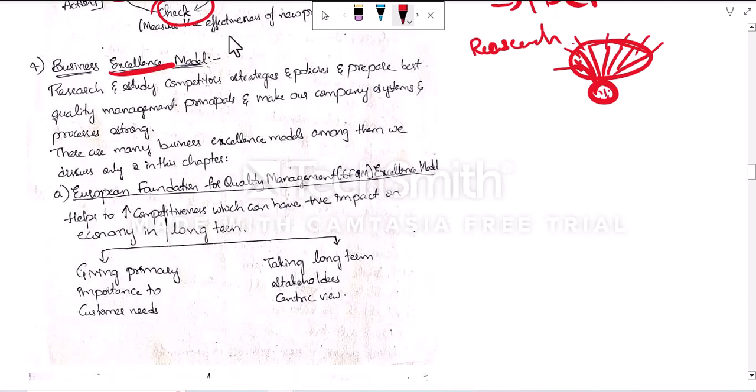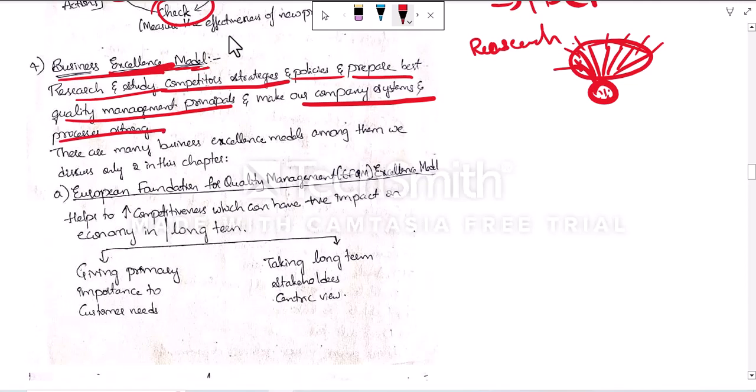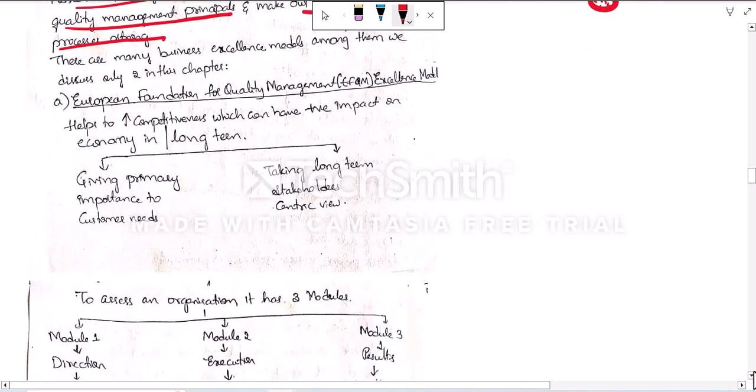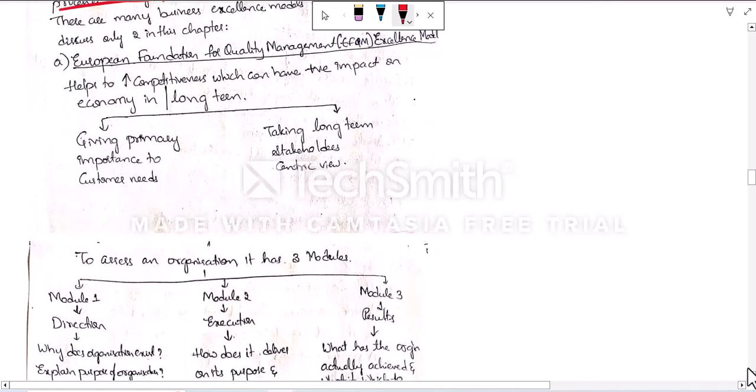Okay, so business excellence model is nothing but research and study competitive strategies, policies and prepare best quality management principles and make our company systems process strong. There are many business excellence models, among that we discuss only two in the current chapter. First one is European Foundation for Quality Management Excellence model.